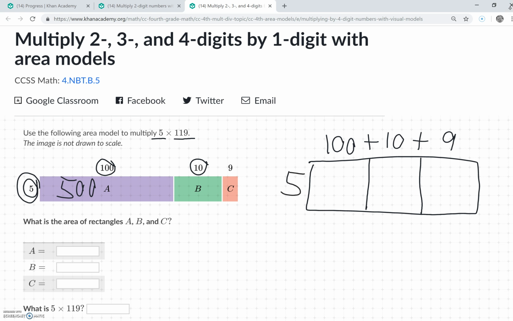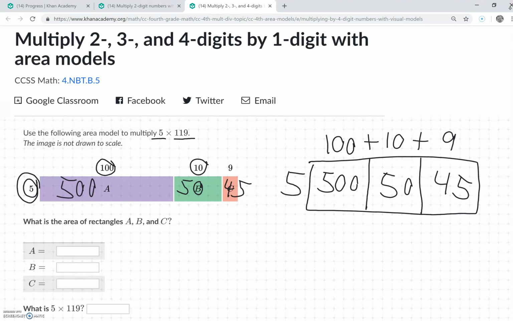We're multiplying 100 plus 10 plus 9 times 5. Okay, then, so we have 100 times 5 is 500. 10 times 5 is 50. 9 times 5 is 45. We add them all up. And the same thing happening over here. 10 times 5 is 50. I'm going to write over the B a little bit. 9 times 5 is 45. Hard to fit. We got it.